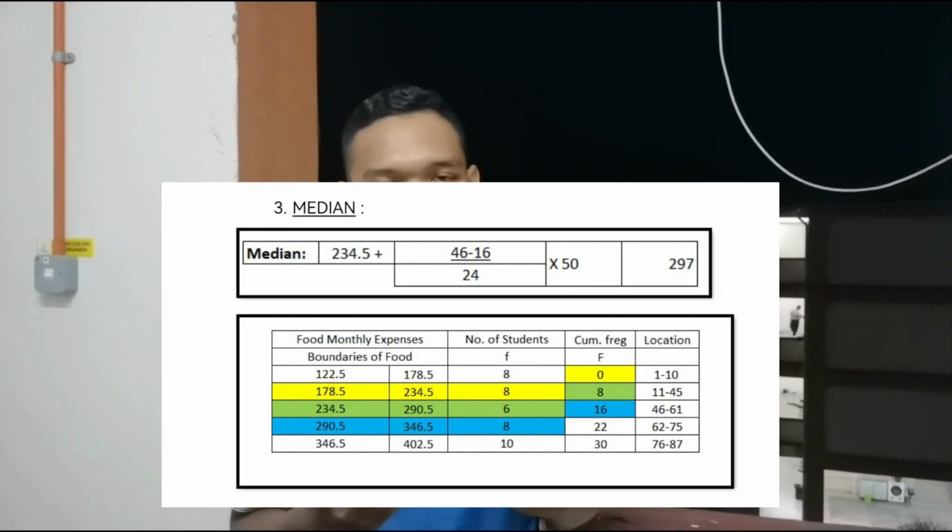Let's highlight each color. The colors are yellow, green, and blue. And now you can see the formula. The formula is boundaries plus this, before the calculation, and now you can get the times, and before the times you can get the answer. And lastly is quartile.